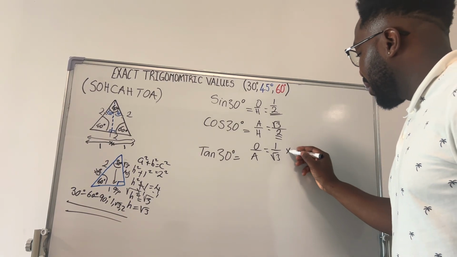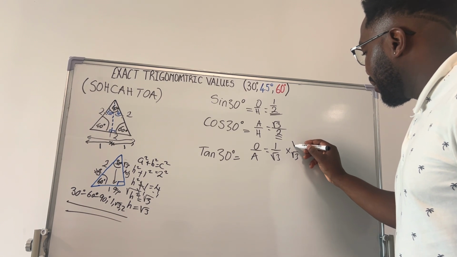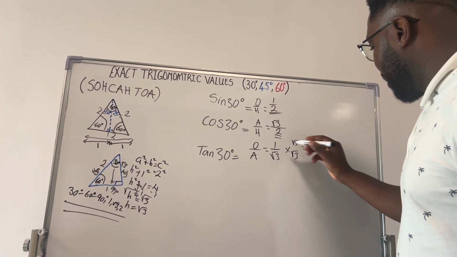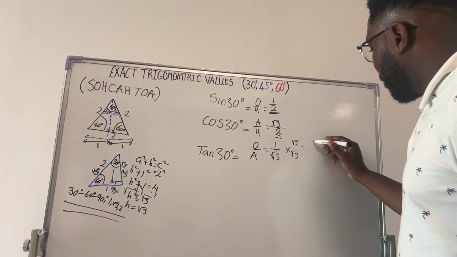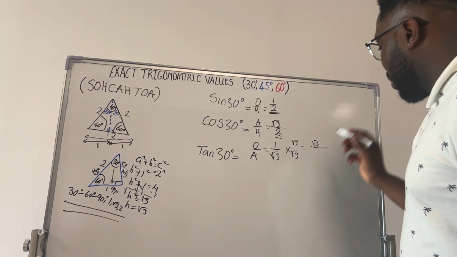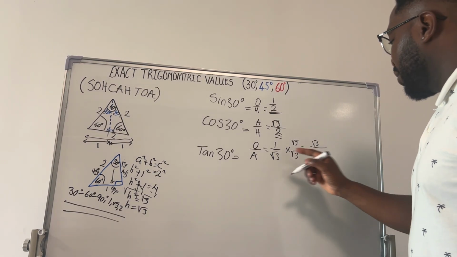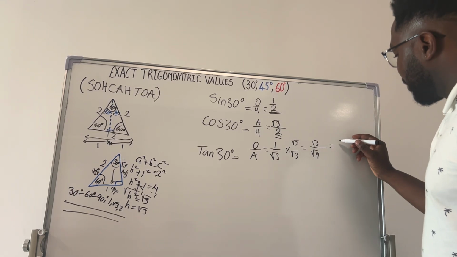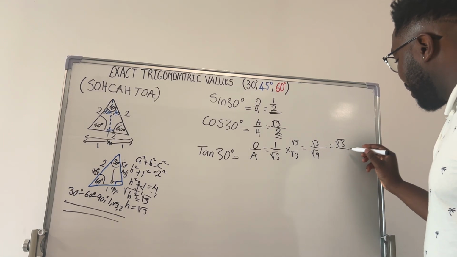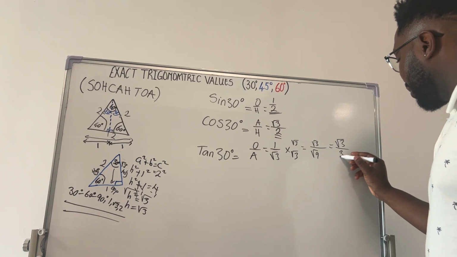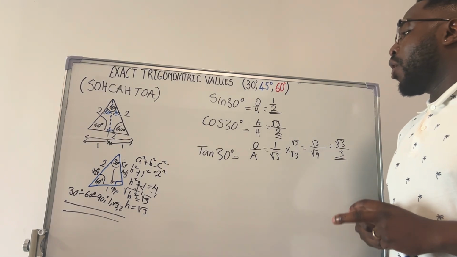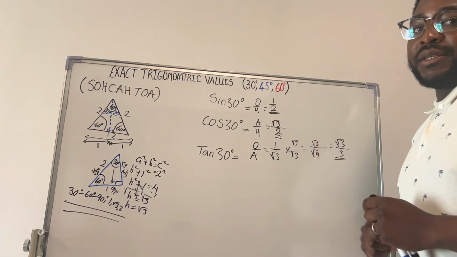Yes? By just what? Multiplying the denominator and numerator with root 3. Yes? In details, 1 by root 3 will have square root of 3 over there, and root 3 multiplied by root 3 will have what? Root 9. Yes? And so our final answer will be what? What's the square root of 9? Is 3. Yes? So this is the exact value of tan 30.